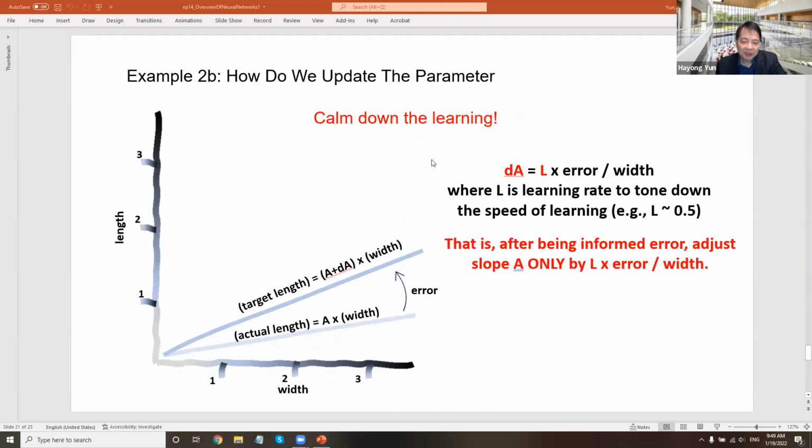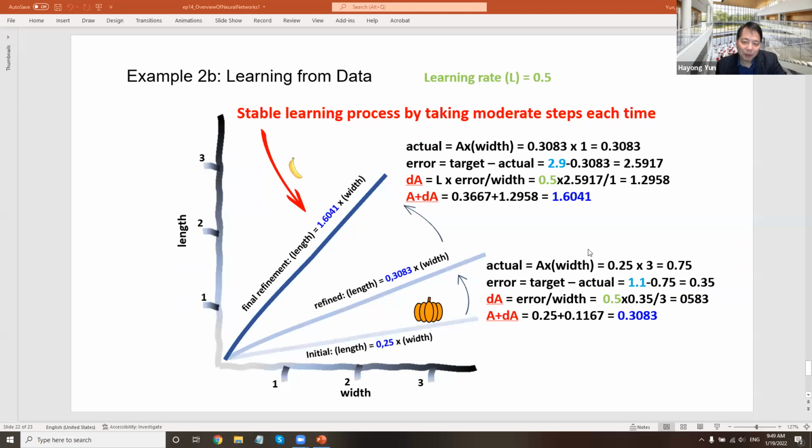Well, here's an idea. Why don't we cut back our ambition? When we get an error, rather than taking the full error into account for adjustment of the slope, let's have a learning rate to tone it down. Let's say only take half of the error and reflect it in the adjustment. So after being informed of the error, adjust the slope only by L times error over the width. What will it do?